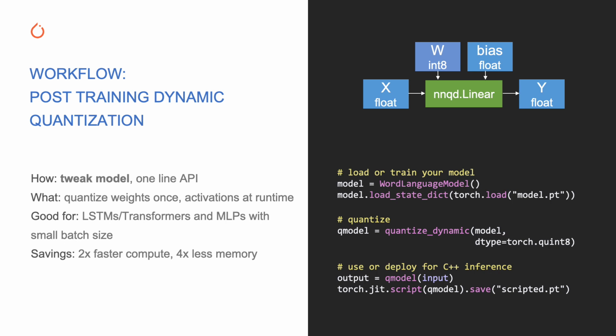This works well for LSTMs, transformers, MLPs, things like that. We're seeing things like 2 times faster compute, 1.5 to 2, somewhere in there, and then generally 4 times less memory because these tend to have lots of parameters.